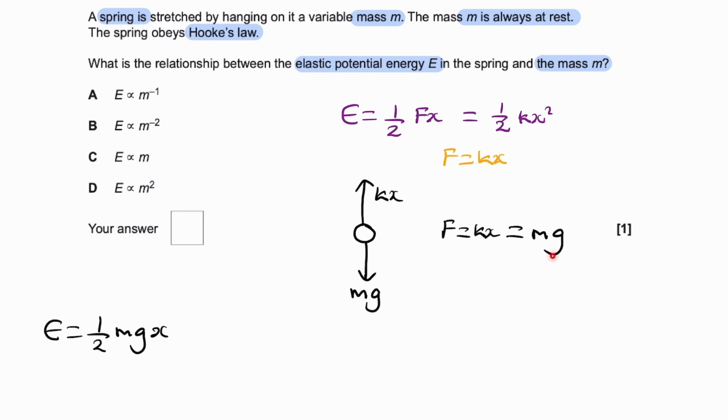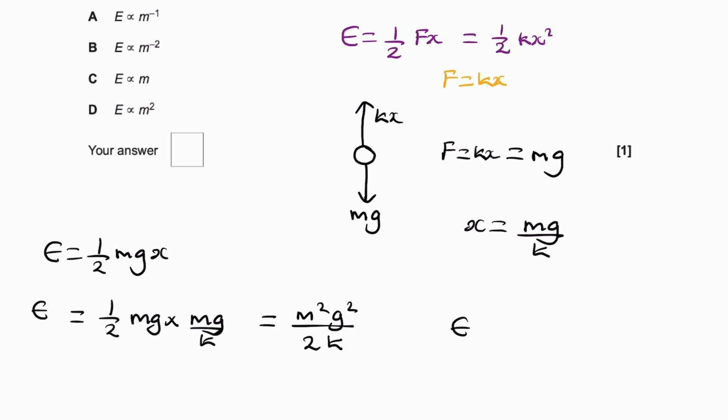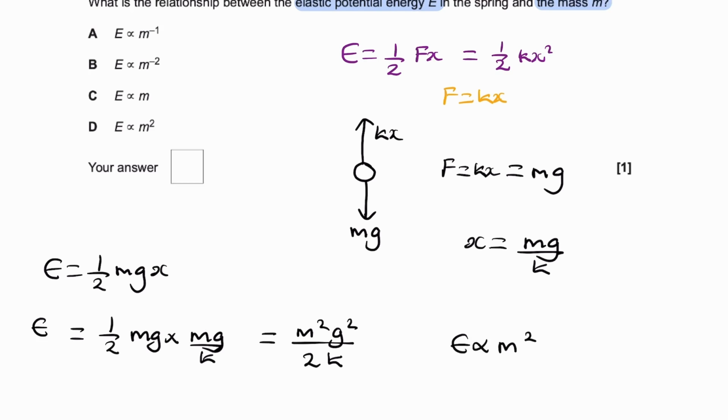So then we can do that by using this equation here, Kx is equal to mg. We can rearrange that for x. X is then equal to mg over k, and then we can sub that into the equation that we have here. So then that becomes a half mg times x, which is mg over k, and that simplifies to make m squared g squared over 2k. G squared, 2, and k, they're all constants. M squared is the only variable on the right hand side, and that means that E is proportional to m squared. That is option D.